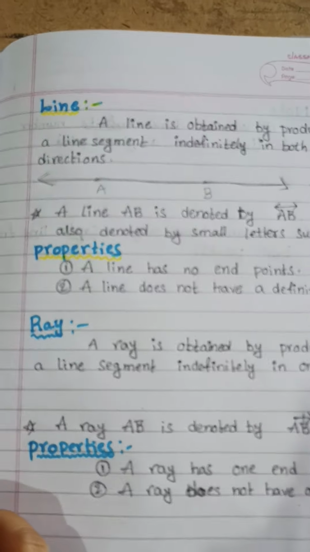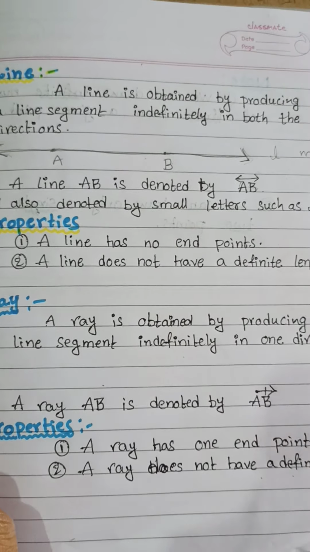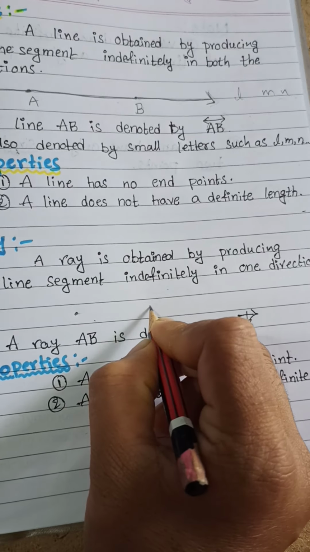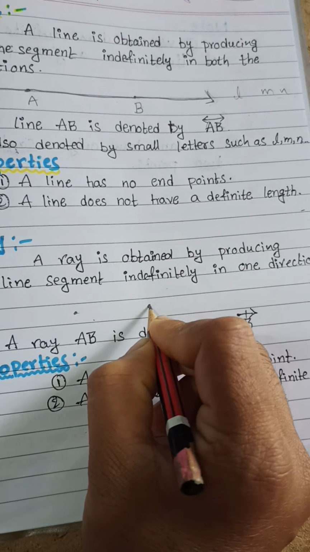Now let us learn about a ray. These are points A and B. If you join these 2 points, you will get a line segment. If you extend a line segment in one direction, we get a ray. It is a ray. A ray AB is denoted by like this.